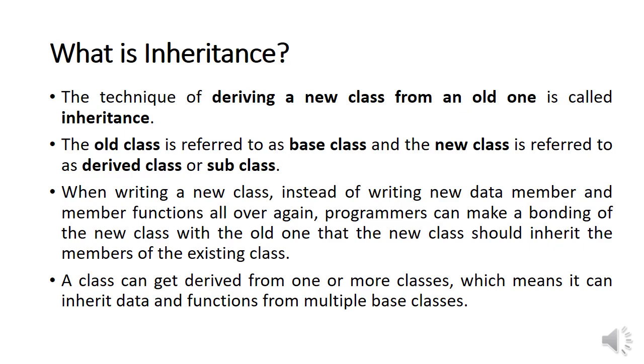That is, the new class should inherit the members of the existing class in such cases. It is also possible to derive a new class from more than one existing class. That means it can inherit data and functions from multiple base classes. This concept is called multiple inheritance.